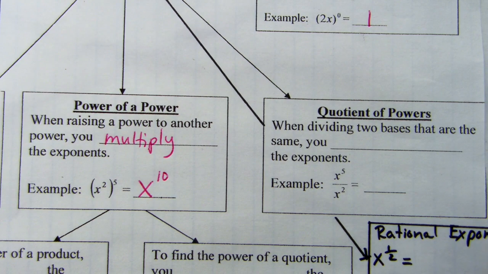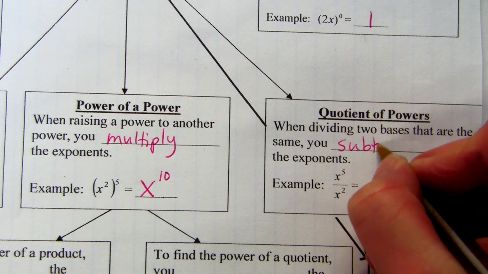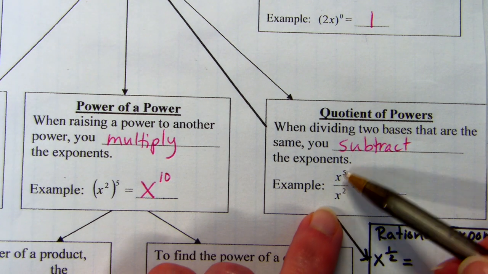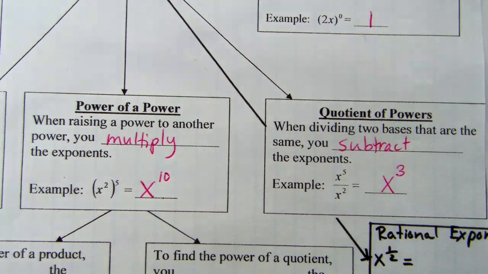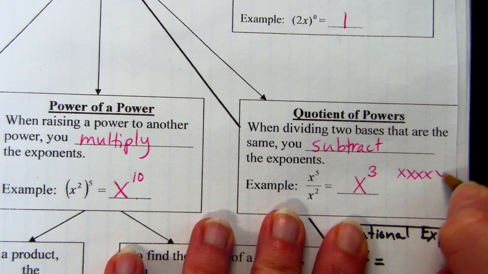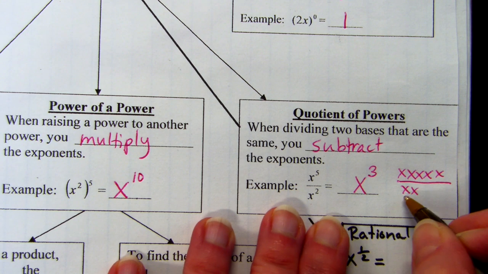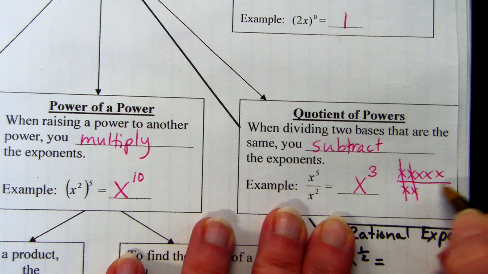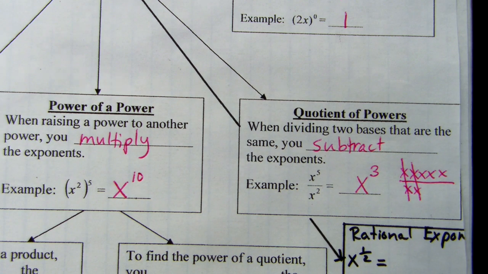Quotient of powers. When dividing two bases that are the same, you subtract the exponents. So if we're multiplying them, you add. If you're dividing them, you subtract. So for example, if I have x to the 5th over x squared, I'm going to take 5 minus 2. I get x to the 3rd. And that has to do with canceling. That one I can show you pretty quick. If I'm multiplying x by itself 5 times in the numerator and 2 times in the denominator, I can cancel out those, and I'm left with x times x times x, which is x cubed. So it just has to do with how we're canceling things.